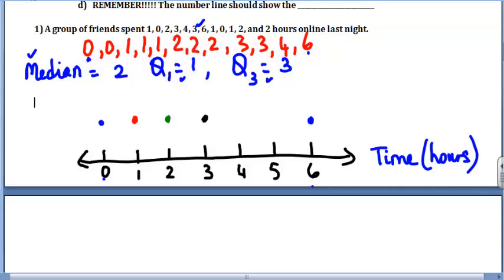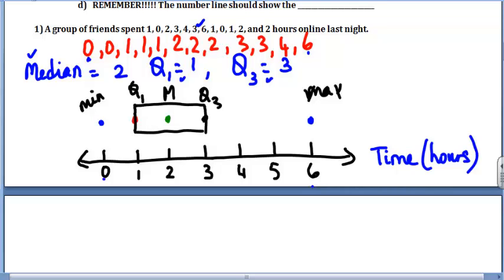And this is what we do. You go ahead and draw a line through the Q1. So this was Q1, this is the median, this is Q3, this is the minimum value, this is the maximum value. Okay, draw a line through Q1, make a box. That's all you're doing. And then draw a line through the median.